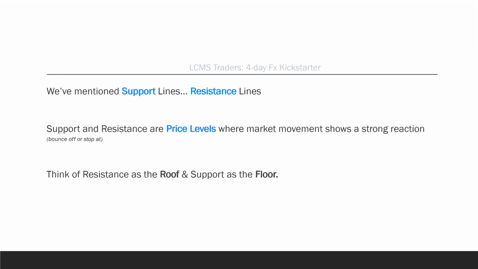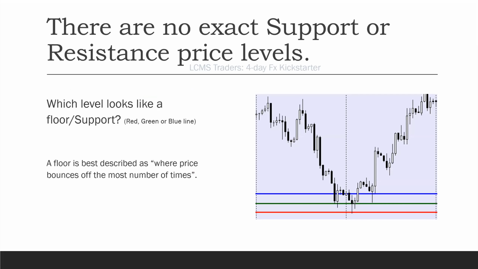What I want you to start thinking of is resistance as the roof, support as the floor. Think about it as a house: resistance is your roof, support is your floor. Let's look at it. There's no exact support or resistance price level.